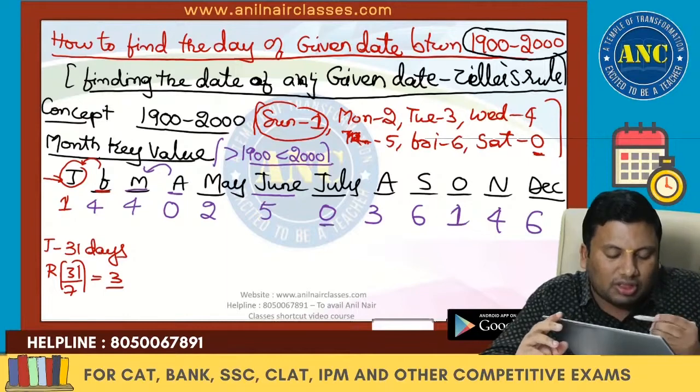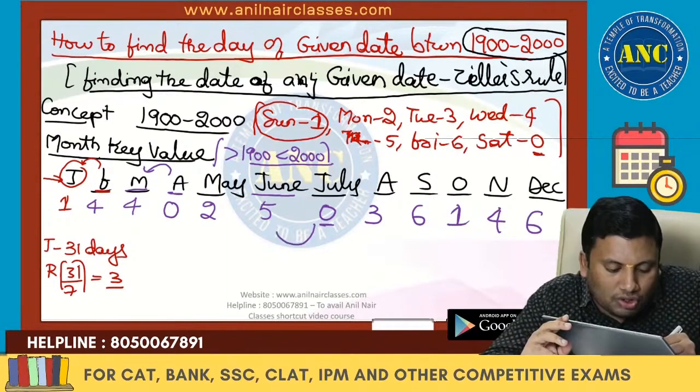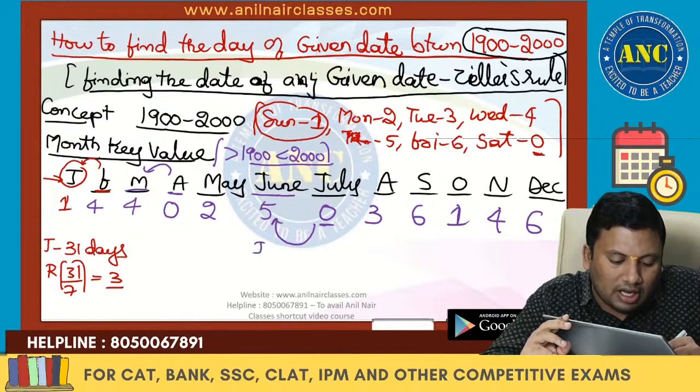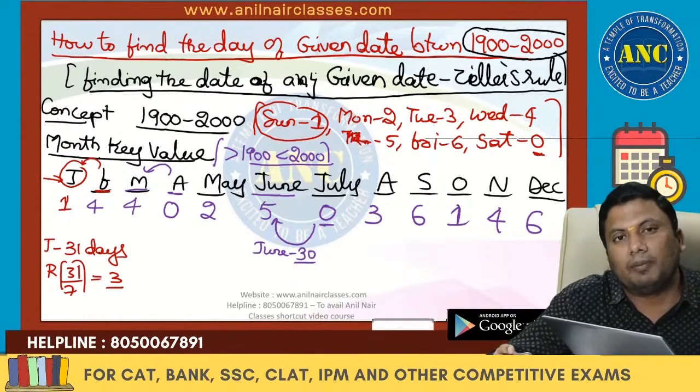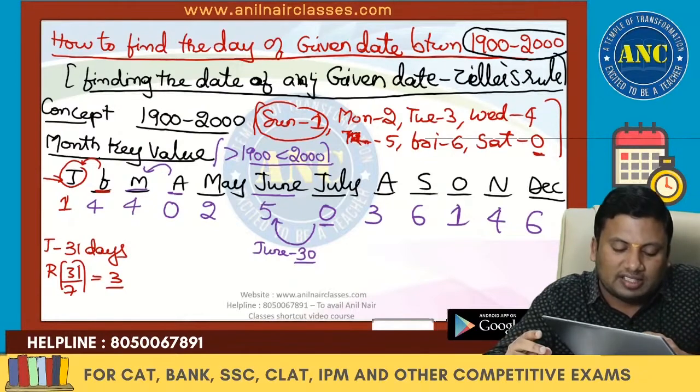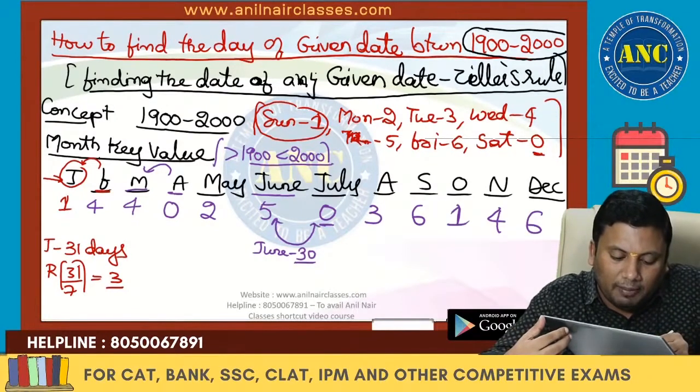Suppose I want the month key value of July. Go to the previous month, June. June contains 30 days. 7 4s are 28. What is the remainder? 2. 5 plus 2 is 7. 7 divided by 7, remainder is 0.